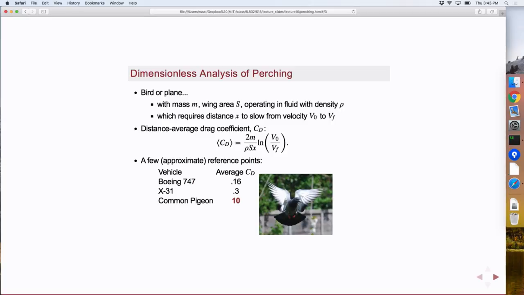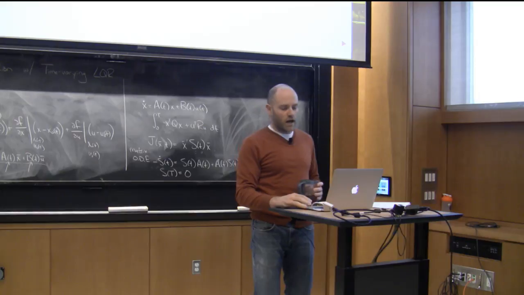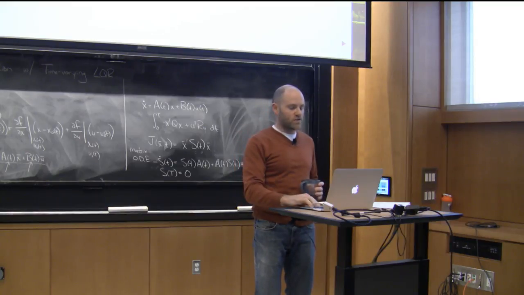So I think we calculated that if a 747 wanted to get a 10, that would mean going from its 450 mile an hour cruise speed to roughly zero in about 100 meters, right? And I admit that the wings would pop off because there would be structural issues. But at the smaller scales, the forces are such that the birds can obviously do it.